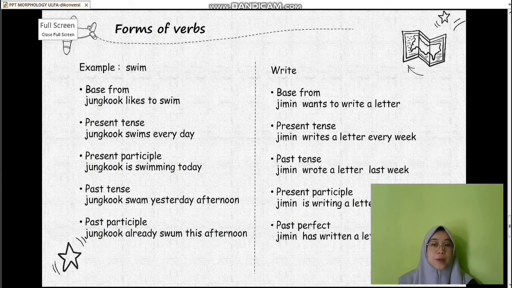Present participle: Jungkook is swimming today. Past tense: Jungkook swam yesterday afternoon. Past participle: Jungkook already swam this afternoon.